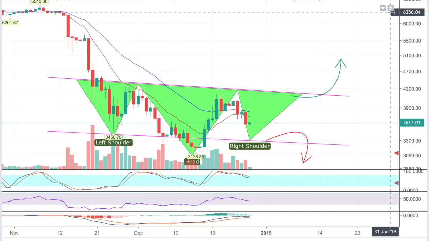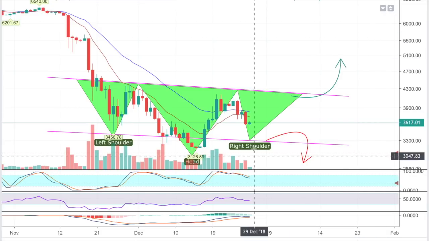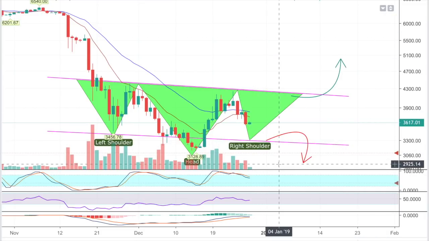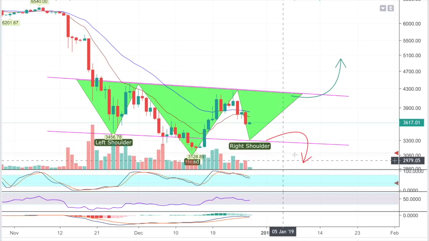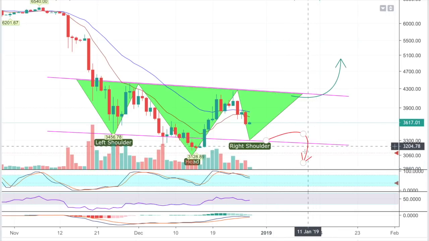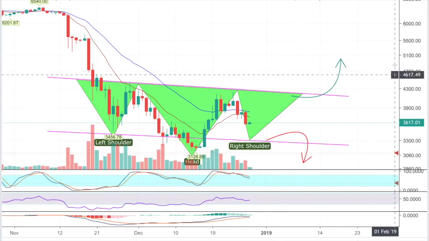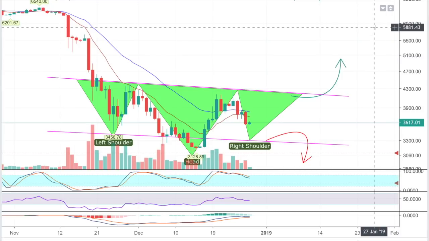Now, the most likely option for me, it's looking pretty bearish. So I'd say that it could move lower and invalidate the pattern. And so if we move lower to around 3,100, we may just stay in that range for a while to come. That's probably the most likely option.